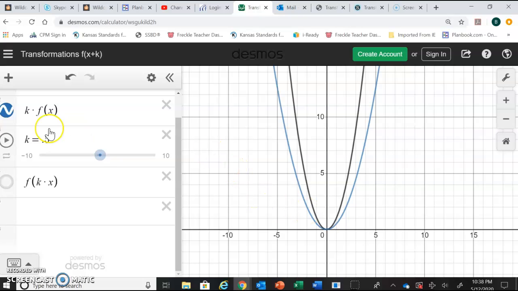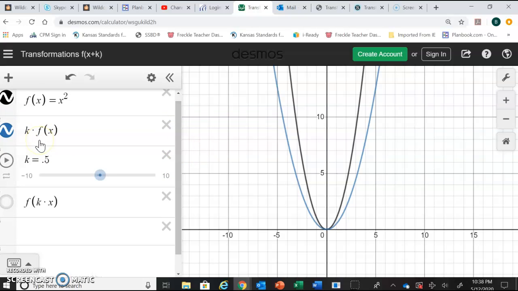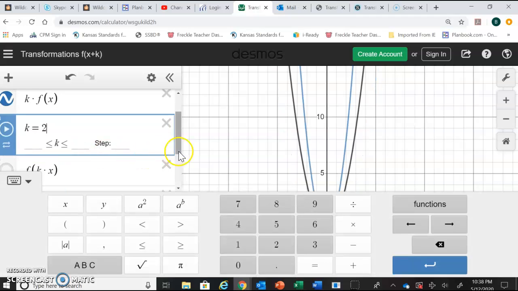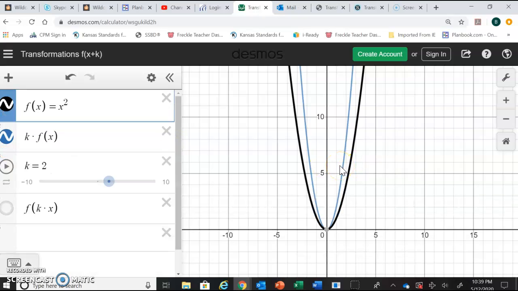And I want to put emphasis on the word vertical because this transformation is focused on what's happening vertically. So is it moving vertically more quickly or is it moving vertically more slowly? So let's look at it. If k is 2, we called that a stretch, and we called that a stretch because it's moving vertically more quickly. Stretch has to be associated with quicker for you guys. So a stretch is when something is happening more quickly.